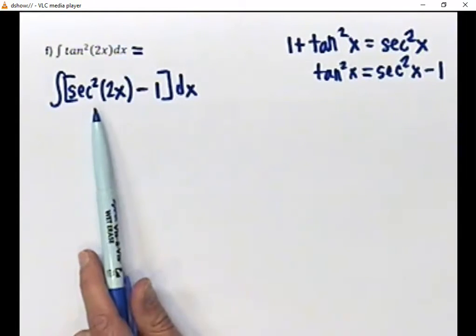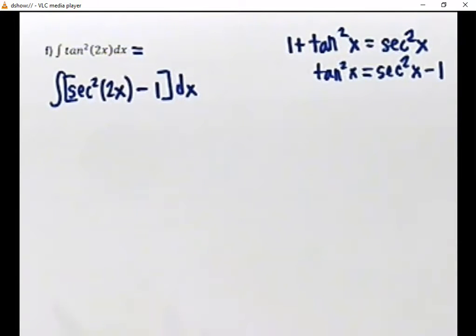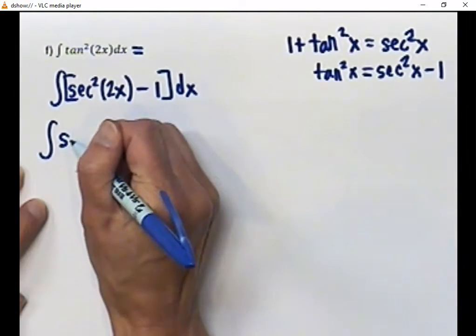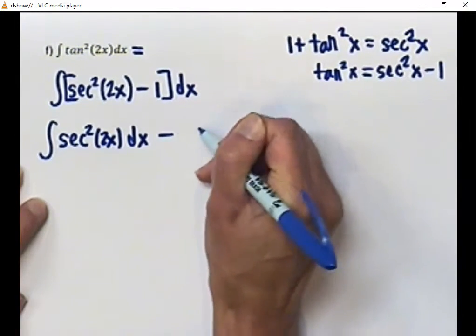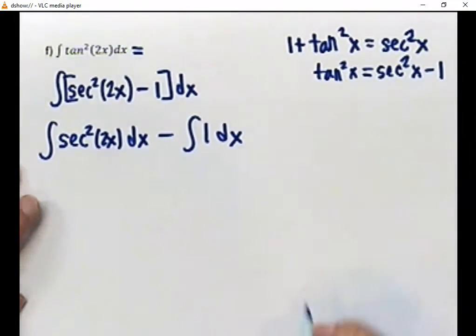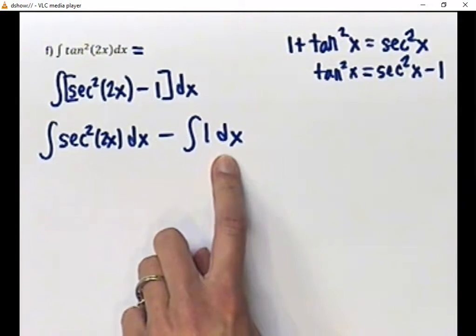Well, do I have a formula for secant squared? Yeah. Do I have a formula for integrating 1? Sure. Okay, the only problem is it's secant squared of 2x, right? How am I going to adjust for 2x? Yeah, substitution. So you can split these up into 2 integrals and do them separately. So I'm going to integrate the secant squared of 2x and the 1.